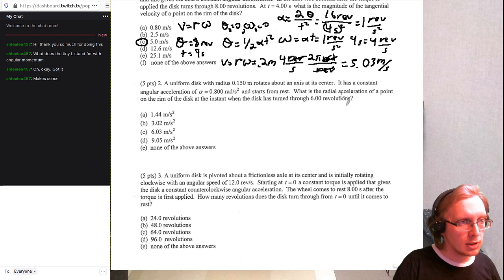Alright. A uniform disk with a radius of this much rotates about an axis at its center. It has constant angular acceleration of this much and starts from rest. What is the radial acceleration of a point on the rim of the disk at an instant when the disk has rotated through this many revolutions? Well, okay.